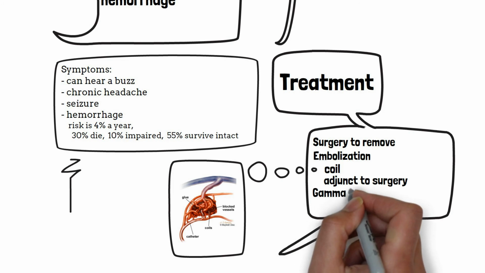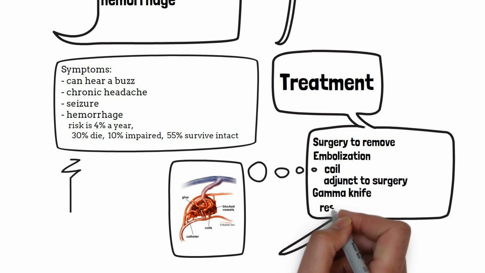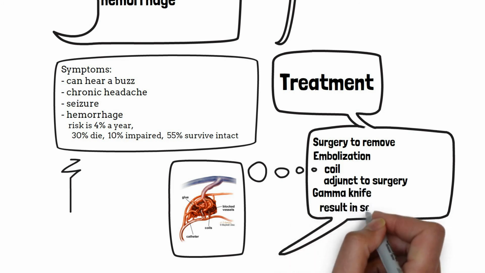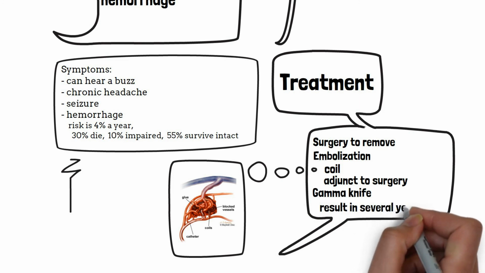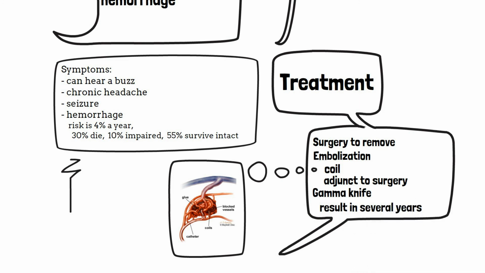AVMs can be treated with gamma knife radiation. This is when a dose of radiation is given precisely to the AVM without significant radiation occurring to the rest of the brain. This takes a few treatments, and the full effect of the radiation may not occur for several years before the AVM is totally obliterated. During that time, the person is at risk for headache, seizures, and possible ruptures of the AVM.